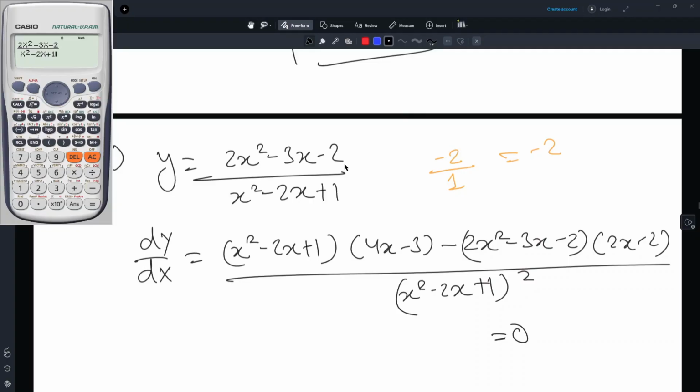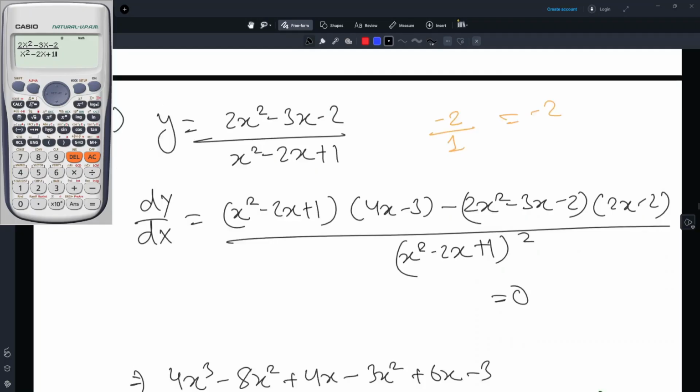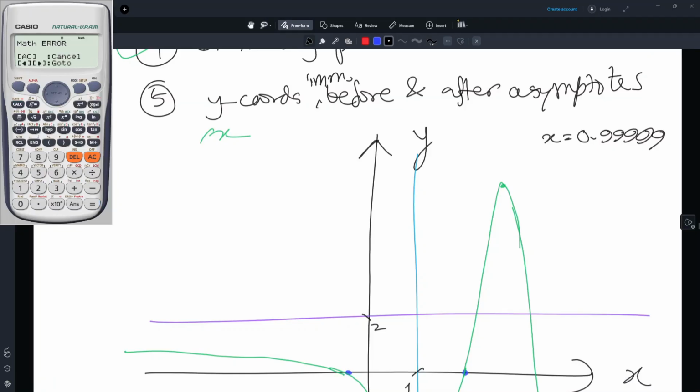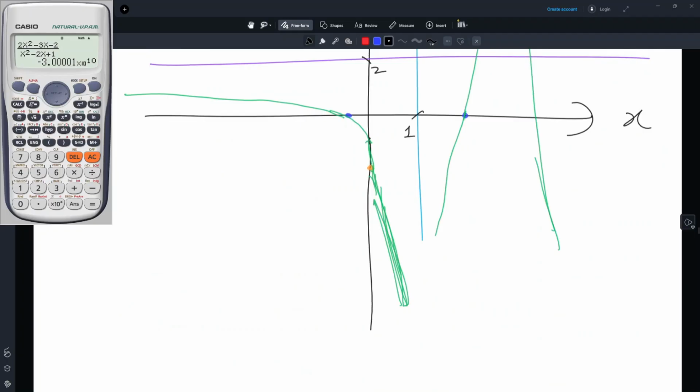Okay, now what I want to do is substitute. I know that at this point x equals 1. What if I try x equals 0.99999, which means immediately before this one? Because if I put x equals 1 here, I'm going to get a math error, which is why I would not make this work. Calc 0.99999, I get minus 3 into 10 to the power 10, which means a very big negative value.